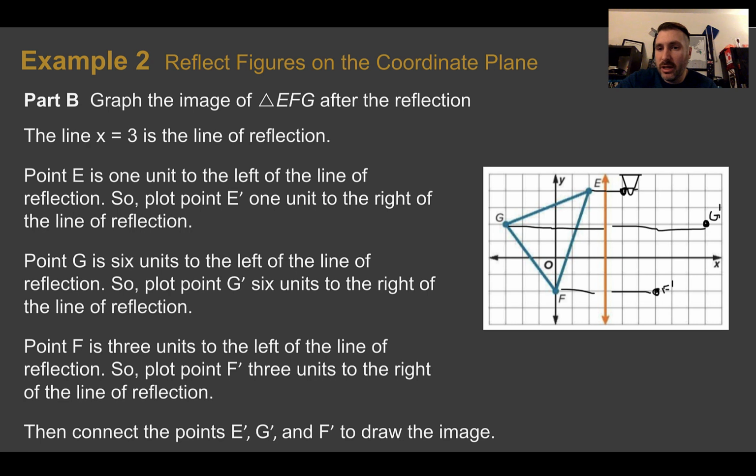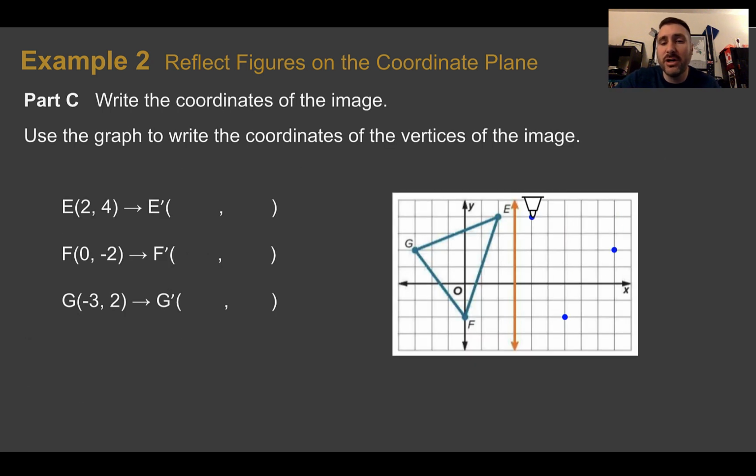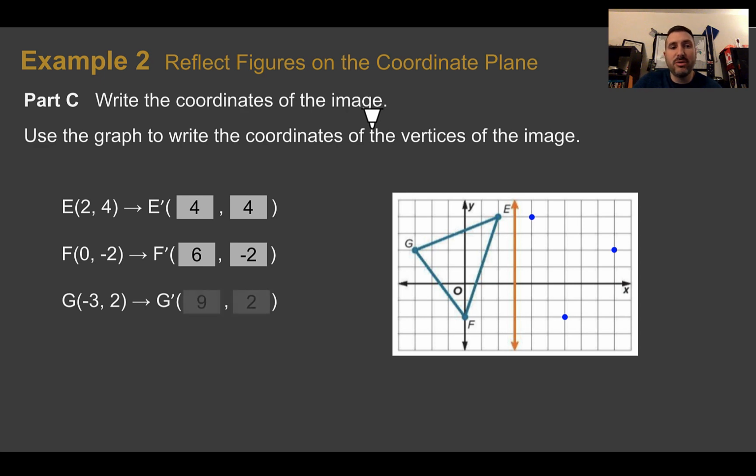Then, if we want to draw, we can connect our points, and we would get a reflection. It would help to use a straight edge there to make it a little bit neater than I did. So we have our image here of E prime, F prime, and G prime. Now that we have the places of the vertices for our image, let's write down what they are. So E prime is at (4, 4), F prime at (6, -2), and G prime over here at (9, 2).